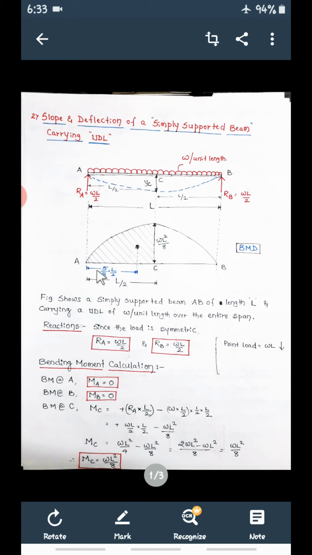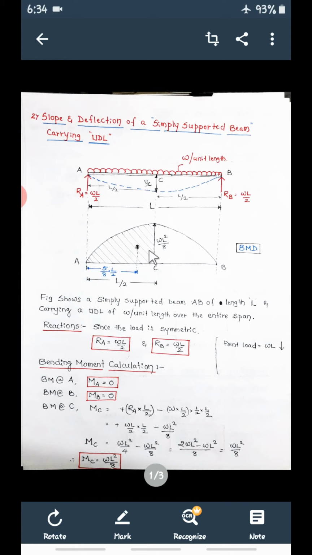Now first draw the beam ABC. So base of the beam ABC. Now mark these ordinates. Moment at A is 0 only, moment at B is 0, and moment at C is WL square by 8. See here, WL square by 8.